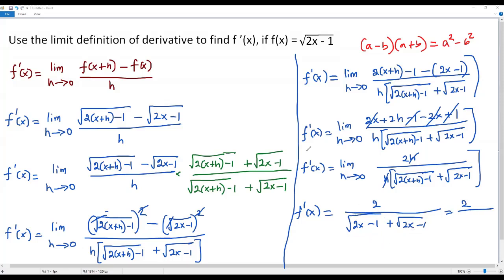So this is just similar to a + a. When I have a + a, what will I do? I will write 2a. So for this one, what I should write is 2 times square root of 2x - 1. So this 2 will cancel out. Finally, f'(x) equals 1 over square root of 2x - 1. So this is the derivative of the given function.